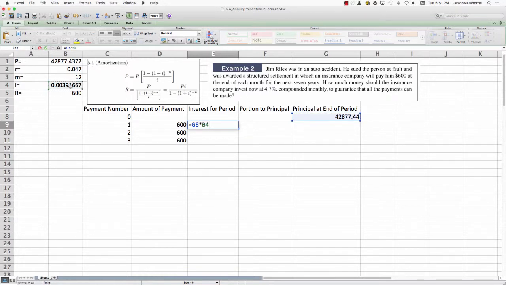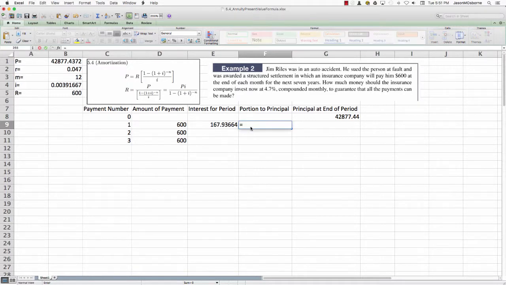It's going to be earning the 1% interest per month. And just like our first video, put a dollar sign here, because the interest rate is always going to be in cell B4. So if they had $442,000 put away, this is how much interest they earned in that first month.